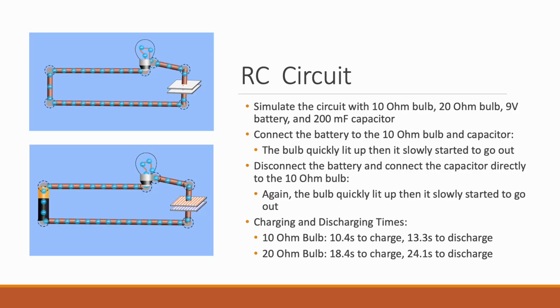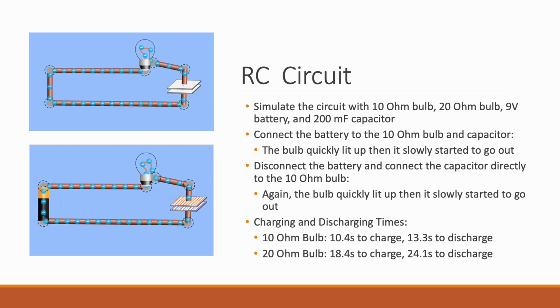The second experiment of the lab deals with RC circuits. For this part, I simulated the circuit with a 10 ohm bulb and a 20 ohm bulb using a 9 volt battery and 200 millifarad capacitor. First, I connected the battery to the 10 ohm bulb and the capacitor. After this, I saw that the bulb lit up very quickly and then it slowly started to go out.